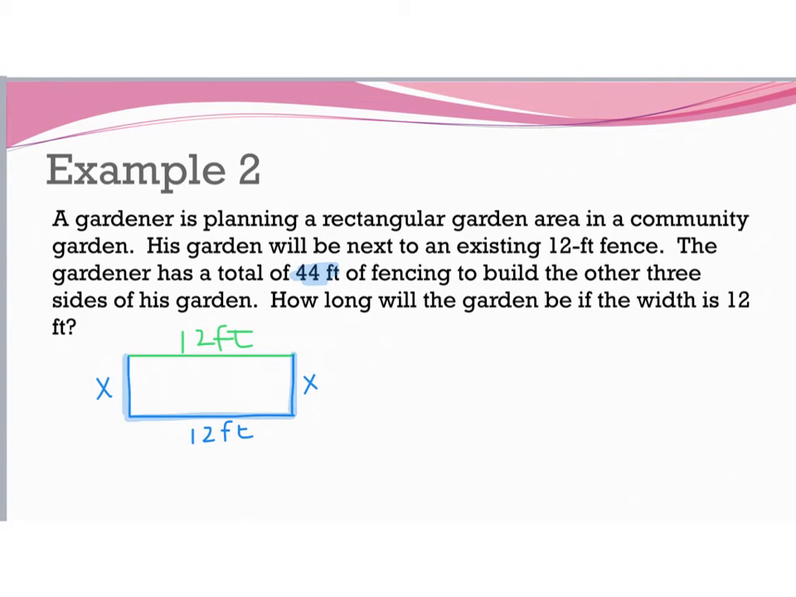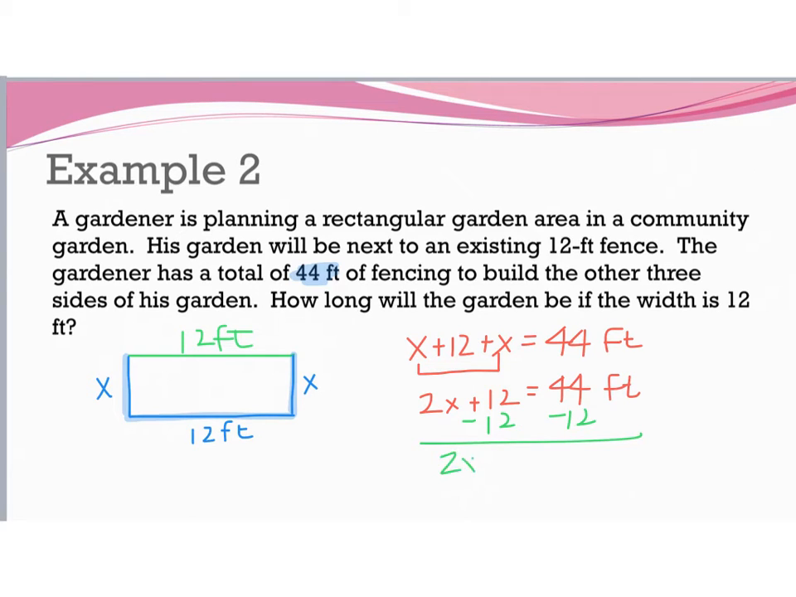So I can write an equation that says x plus 12 plus x is equal to 44 feet. So if we simplify, x plus x is 2x plus 12 equals 44 feet. If I subtract the 12 from both sides, I'm left with 2x equals 32 feet.